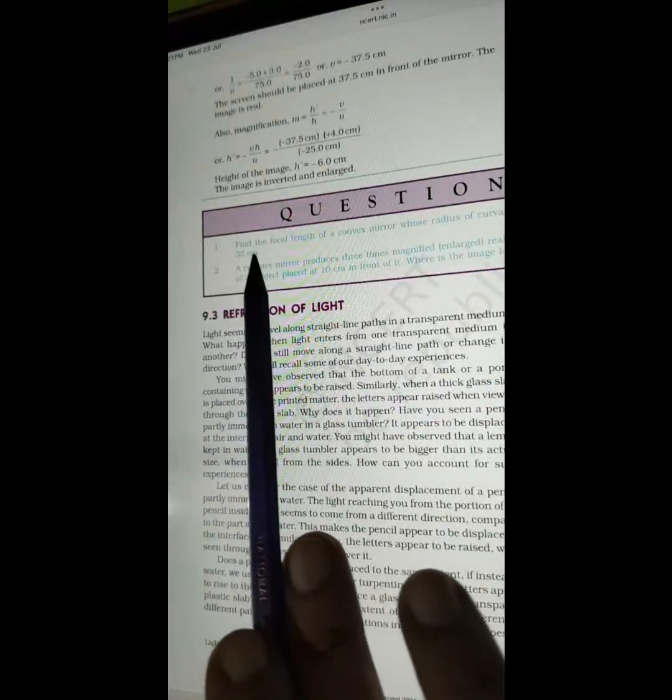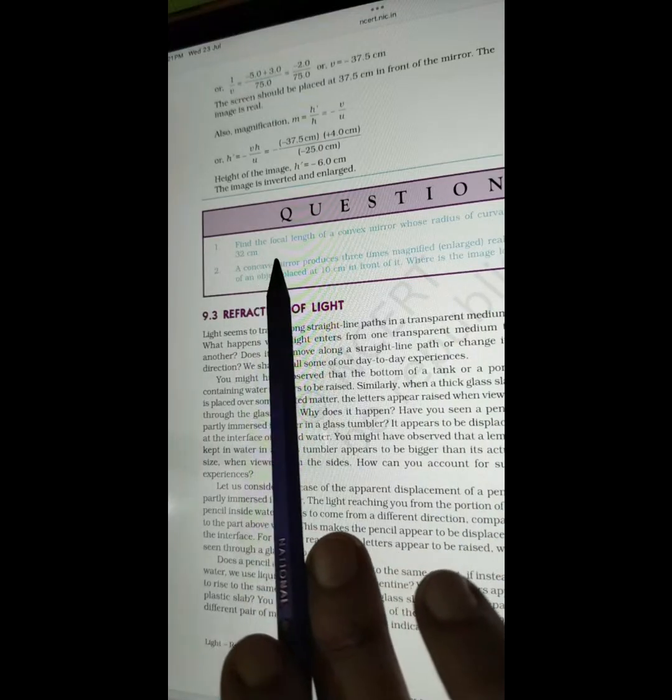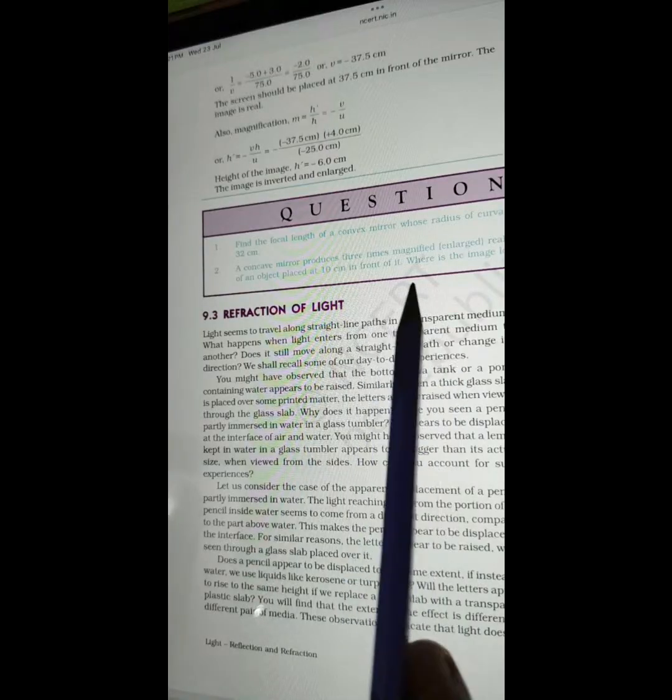In text question, find the focal length of a convex mirror whose radius of curvature is 32 centimeter. A concave mirror produces 3 times magnified or enlarged real image of an object placed at 10 centimeter in front of it. Where is the image located?